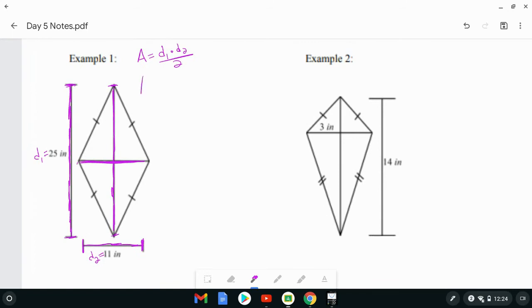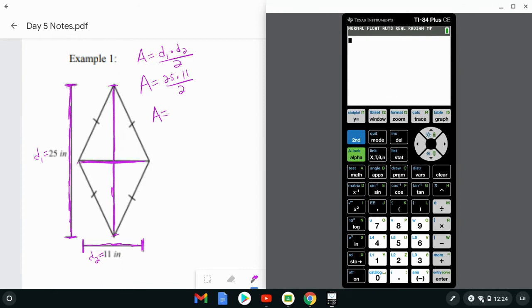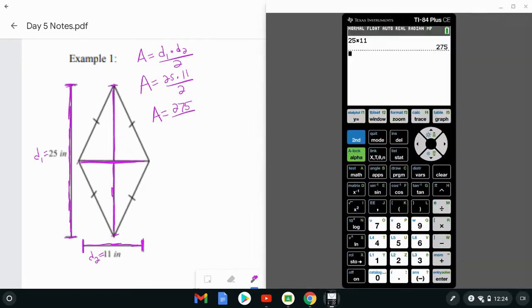So you can see here, this formula is almost identical to the triangle formula in terms of how you calculate it. The triangle formula is base times height divided by 2. The area for these ones is D1 times D2 divided by 2. So I like to treat them the same way, where I do 25 times 11 first to get my numerator, 275. And then I'll divide that by 2 to get our final answer.